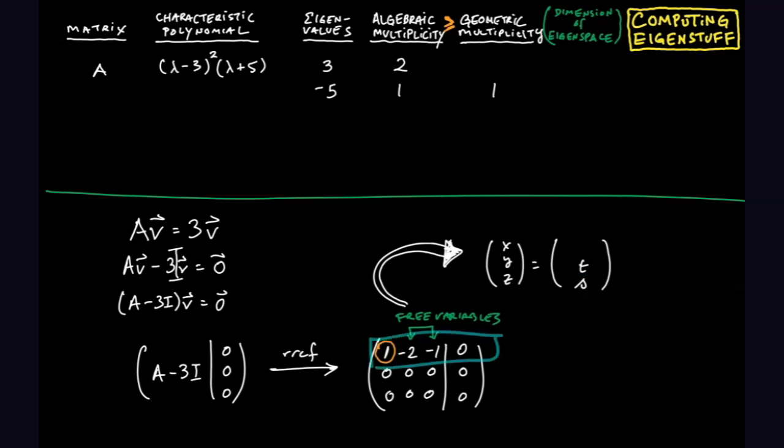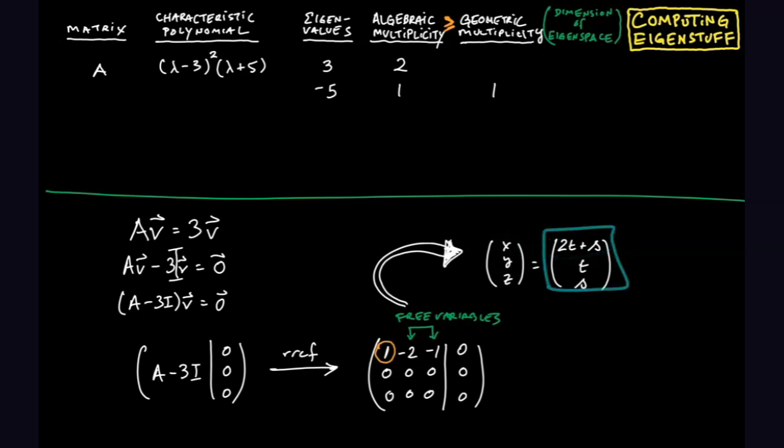But the top row in our augmented matrix in reduced row echelon form tells us, when we translate it back into an equation, that x is 2y plus z. Or in terms of those parameters, x is 2t plus s.